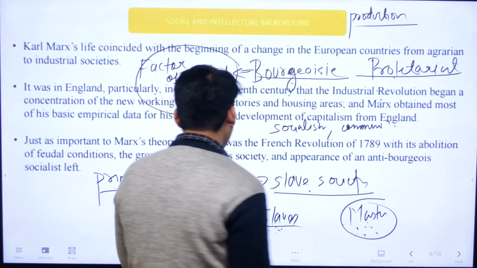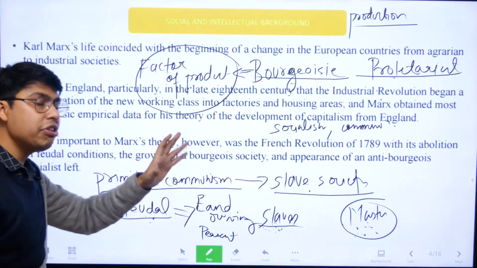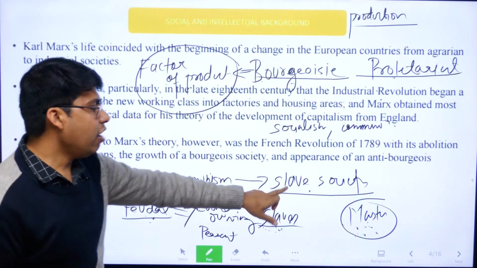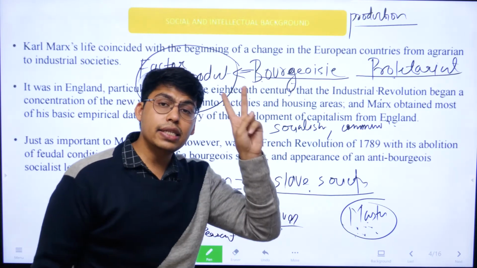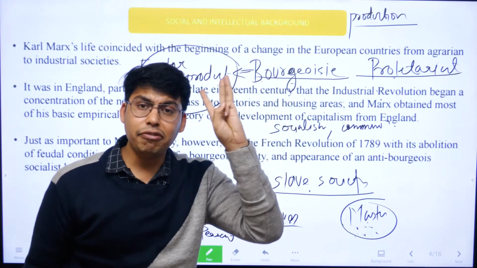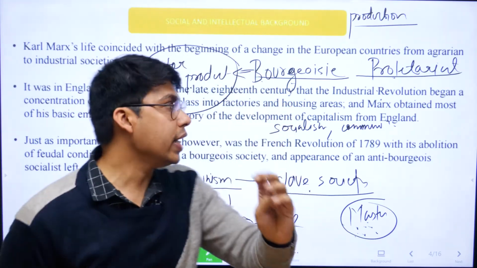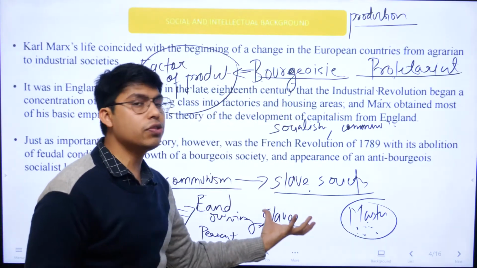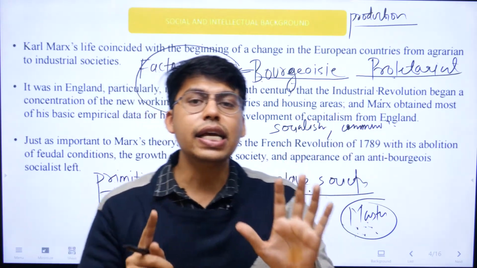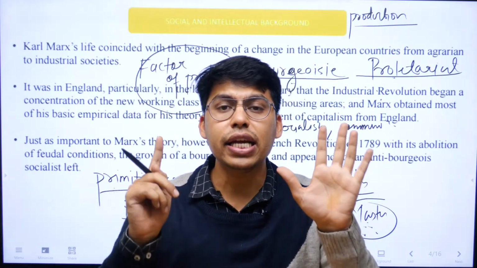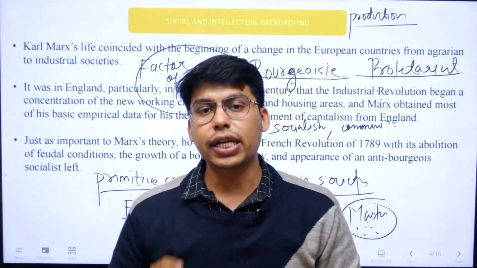Right, class? So we have primitive communism, that is the first stage of society. Then we have the slave society, that is the second stage. Third is the feudal society. Fourth is the capitalist society. Fifth is the socialistic society. And sixth is the communist society, where the proletariat will become the dictator.